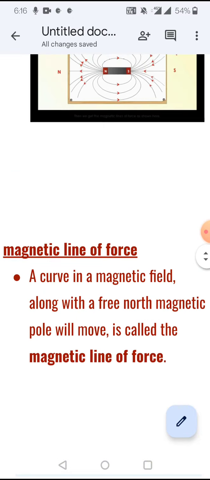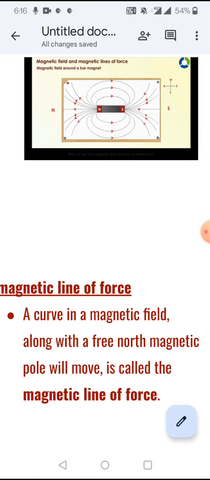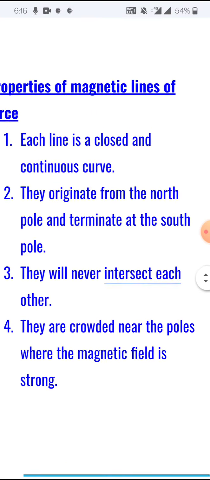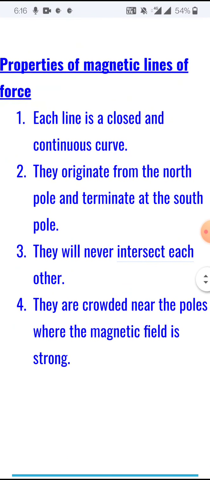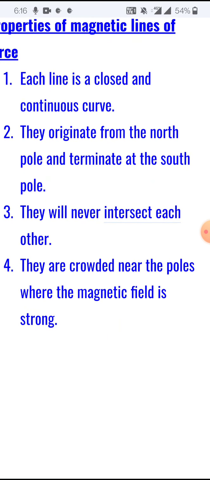Second point, they originate from the north pole and terminate at the south pole. See the picture. In the picture, they start at the north pole and end at the south pole. Third point, they will never intersect each other. Fourth point, they are crowded near the poles where the magnetic field is strong.